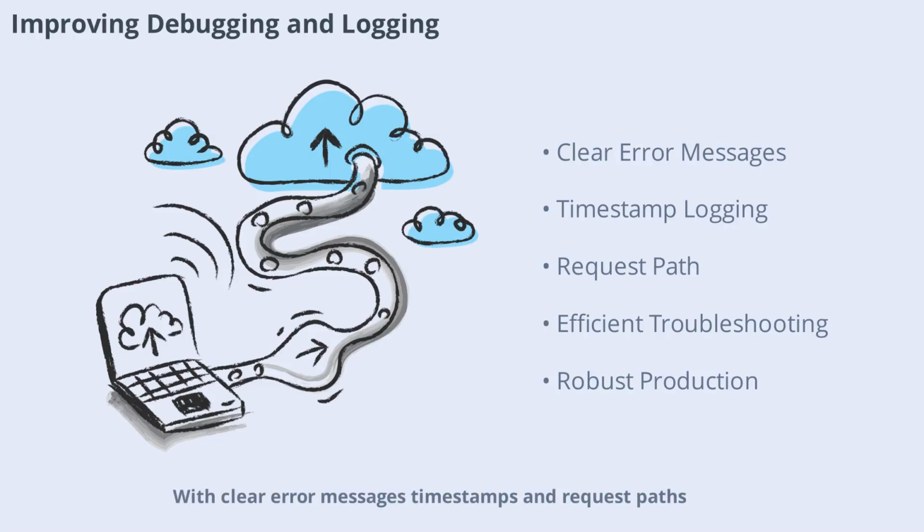With clear error messages, timestamps, and request paths, developers can quickly identify and resolve issues. This transparency supports efficient troubleshooting and ensures your application remains robust in production.